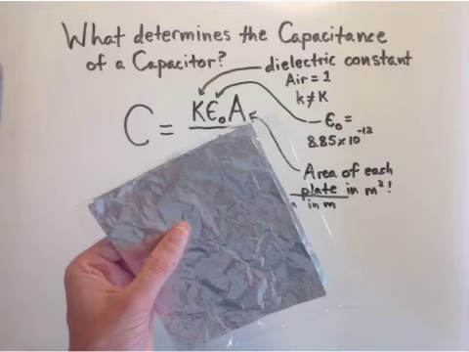A capacitor needs two conductive plates. It needs a dielectric in between them. And then everything else just kind of varies. You can make those metal plates any size you want. Your dielectric might be of a variety of thicknesses depending on exactly what parameters you want for your capacitor.